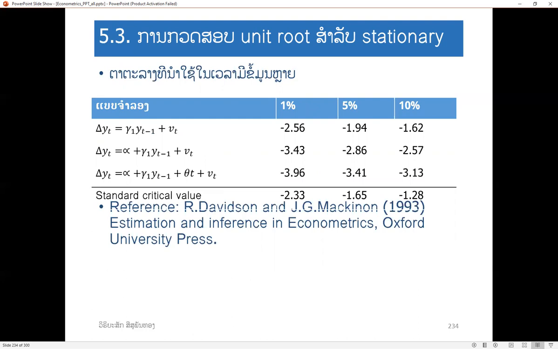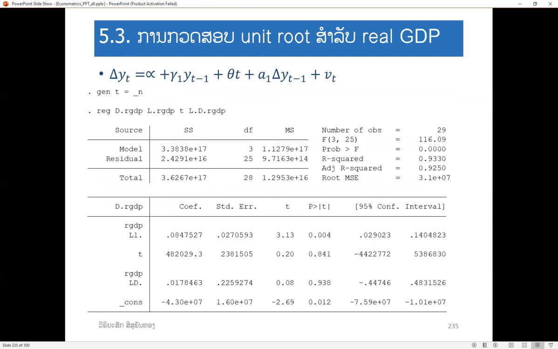By using this technique, we need to calculate the t-test, and the critical value comes from Davidson and MacKinnon. Here, we try to manually test for unit root. The difference of real GDP depends on the 1-year lag of its GDP. So this is the data that we need.